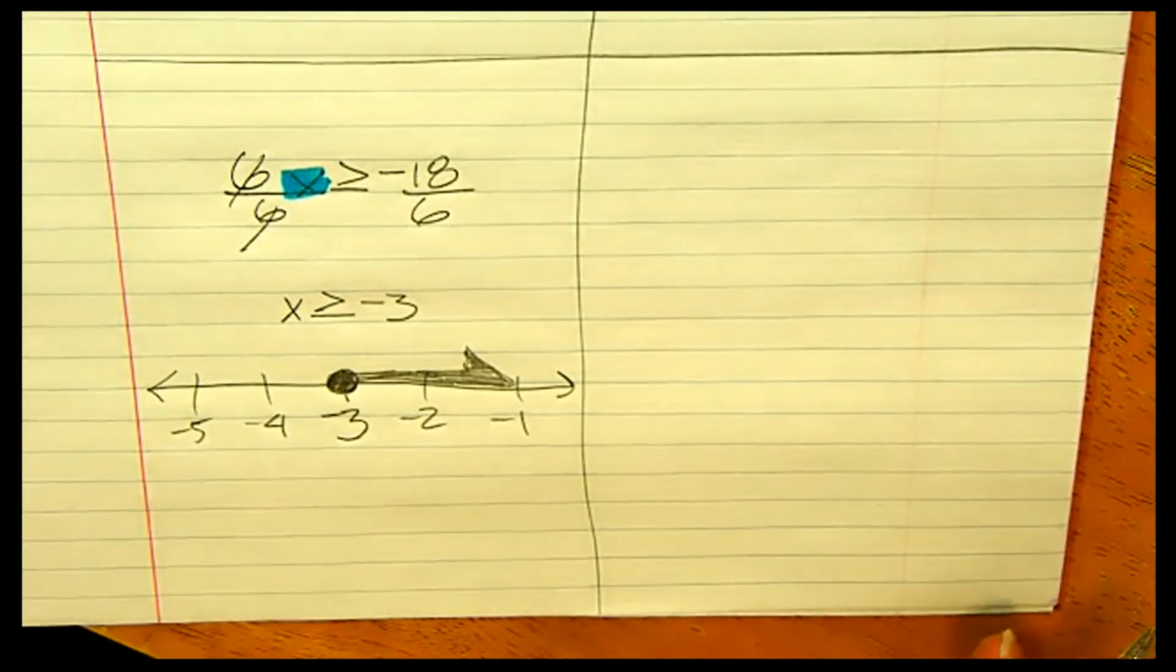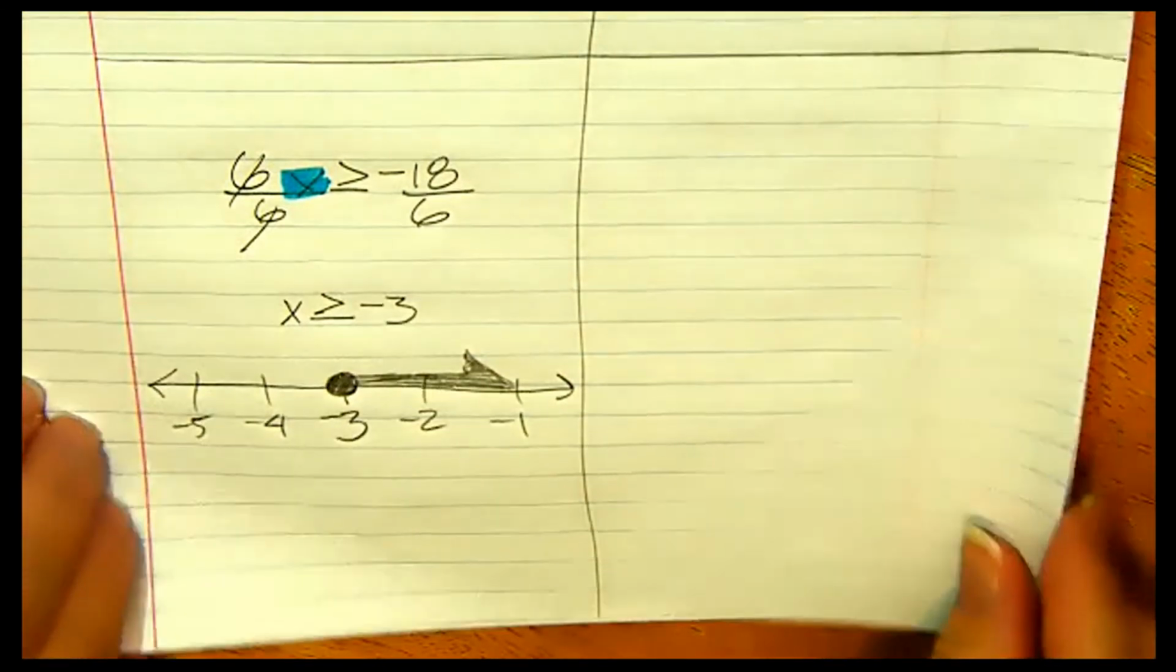Solving inequalities by using multiplication and division is very similar to equations. However, there is one difference, and that's what we're going to get into. What happens when we multiply or divide by negative integers? Let's take a look.